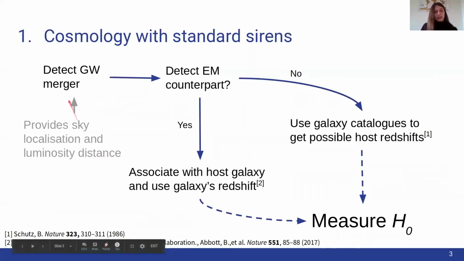So when you detect a gravitational wave merger, it gives you a sky localization and an estimate to the event's luminosity distance, which if you combine with redshift information, you can use to measure the Hubble constant. If you're lucky enough to detect an EM counterpart with the event, as happened with the binary neutron star GW170817, you can use this to identify the host galaxy of the merger and use that galaxy's redshift for the measurement. If, on the other hand, you don't detect an EM counterpart, as is the case for the majority of events which we have detected so far, it is instead possible to use galaxy catalogs to provide you with all of the possible redshifts of potential host galaxies and do a sort of statistical analysis over all of these to infer information about the Hubble constant.